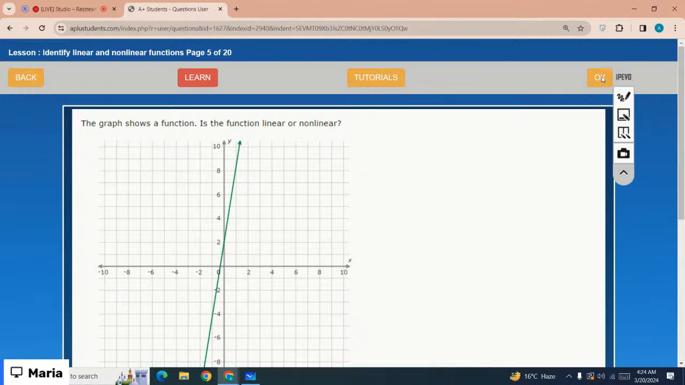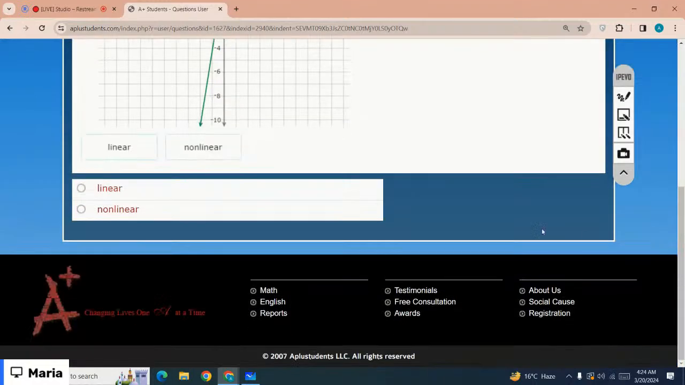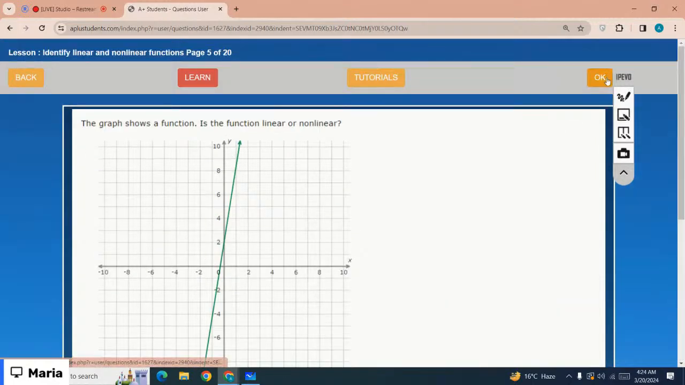Okay, the graph shows a function. Is the function linear or non-linear? Which is the correct option? Yes, the graph shows a straight line, so that is a linear function. The correct option is linear function. It is.